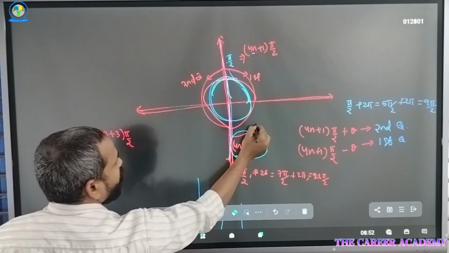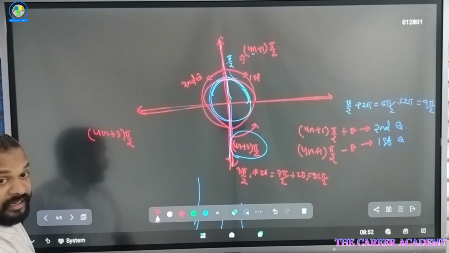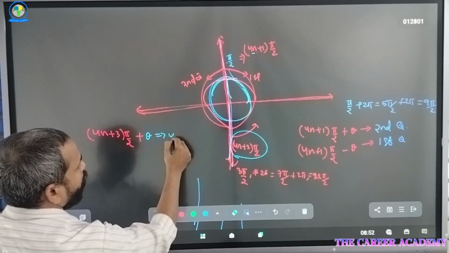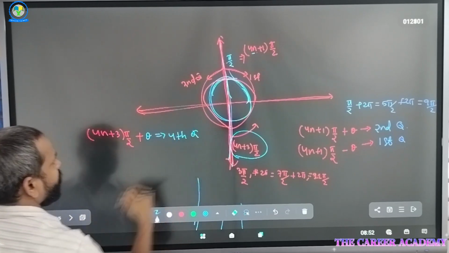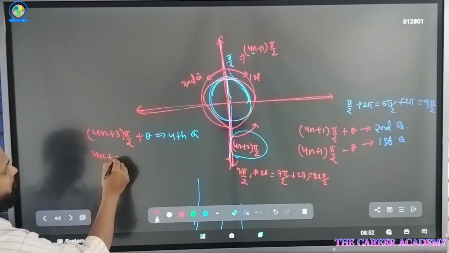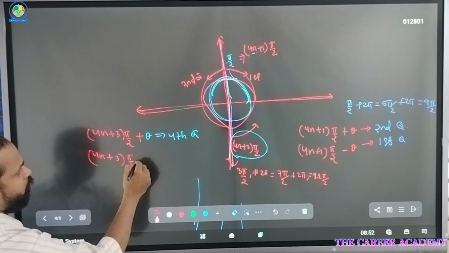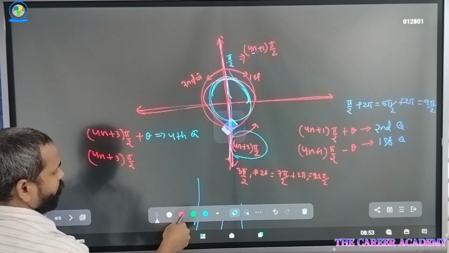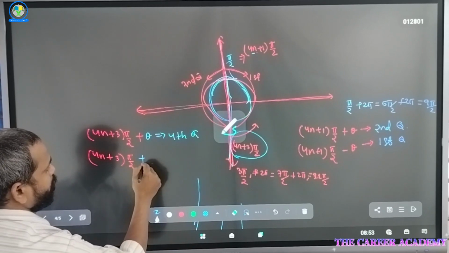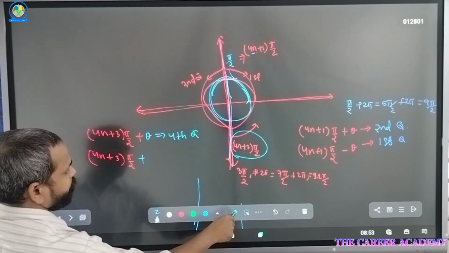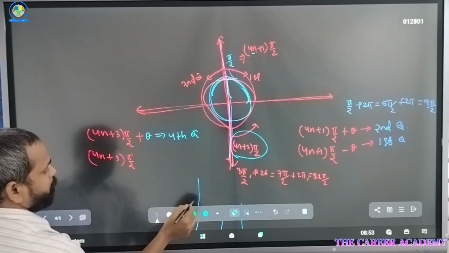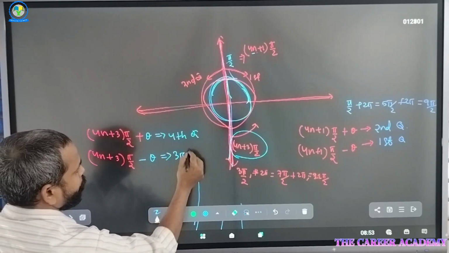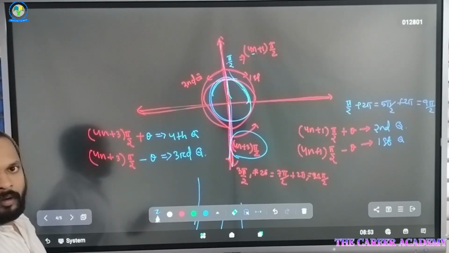now when we add something, the plus theta you add, it goes to the fourth quadrant. When it is 4n plus 3 pi by 2 minus theta, it can be the third quadrant. Clear? We learned.